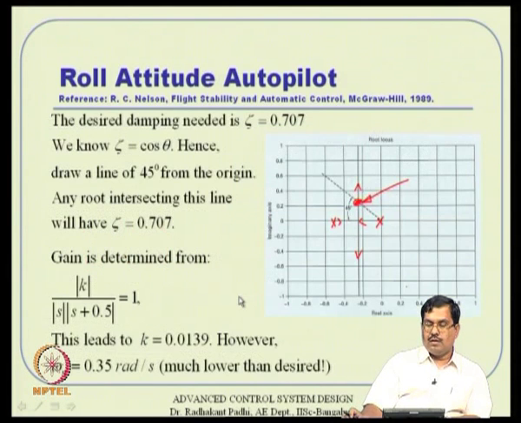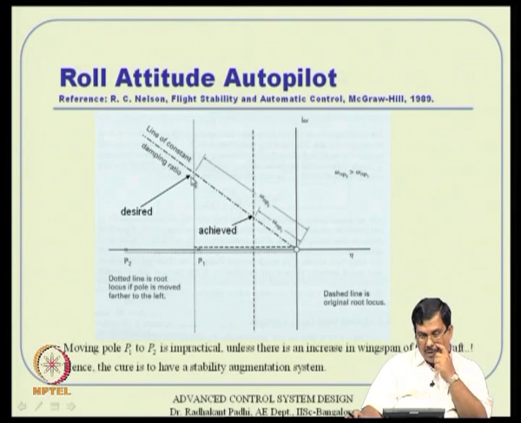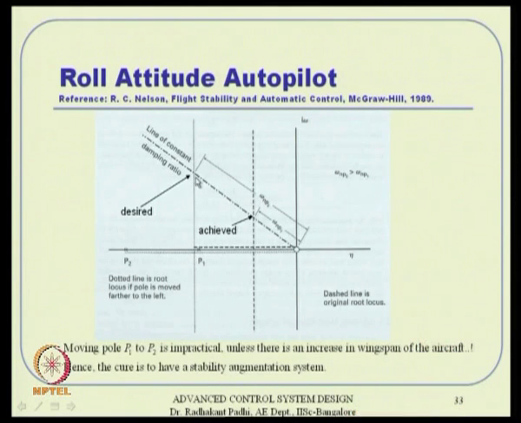That is where the stability augmentation system comes into the picture. Observe this condition now. Let us say we somehow extend this line. The magnitude of this length gives us omega n. If I keep on moving along that direction, obviously my zeta remains constant because the angle remains constant. At some point, I will get the desired omega n. So, this point happens to be that desired omega n.